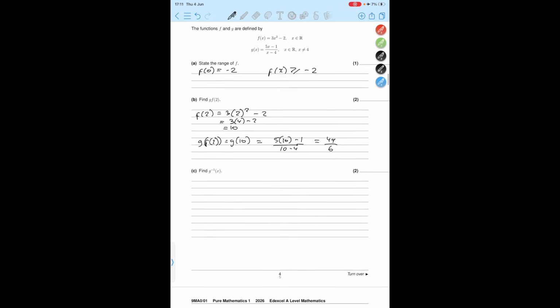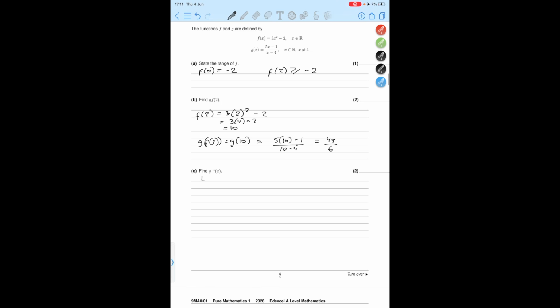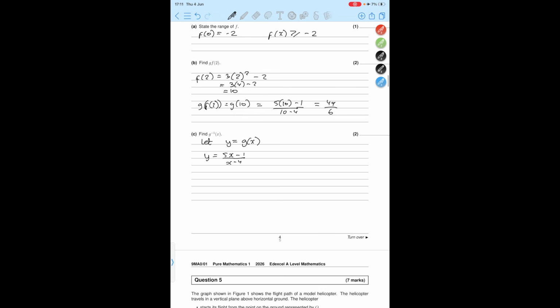So that's our g f of 2. Now for g inverse, the inverse function of g. What we're going to do is say let y equal g of x. So y is equal to (5x minus 1) over (x minus 4). Now we're going to just try and solve for x. So it's going to be xy minus 4y, since I've just multiplied both sides by x minus 4.